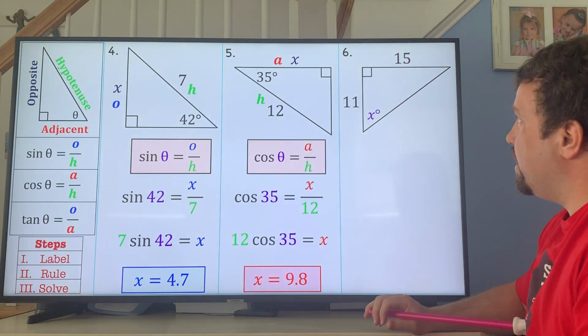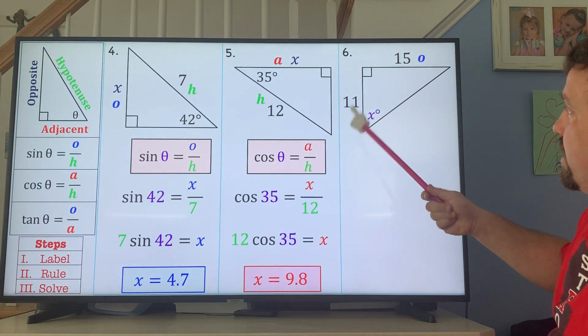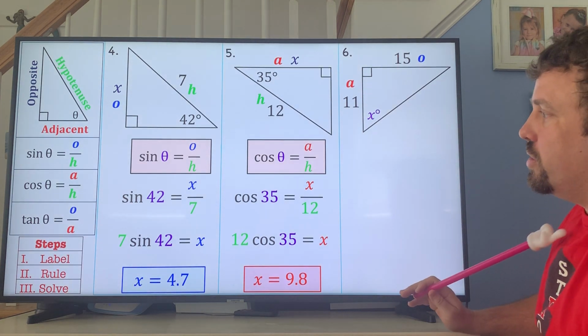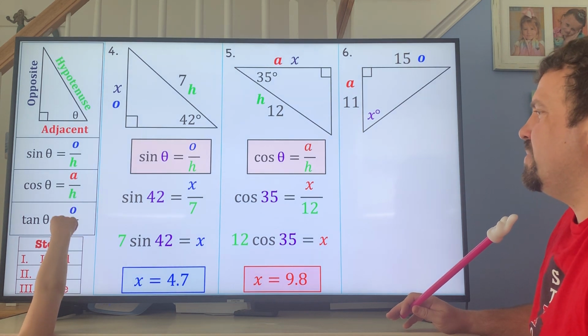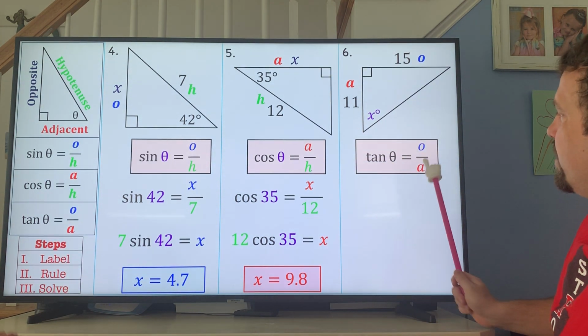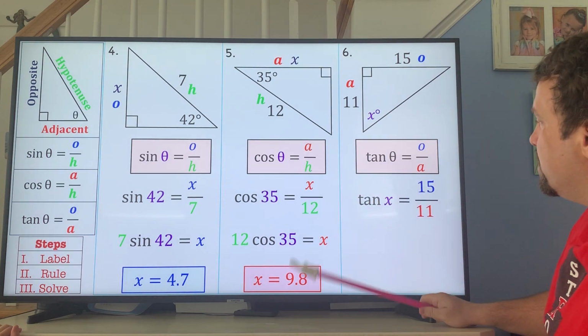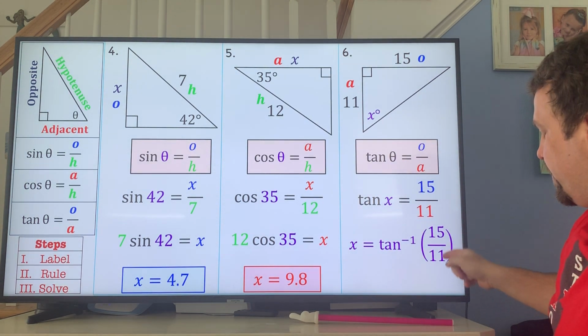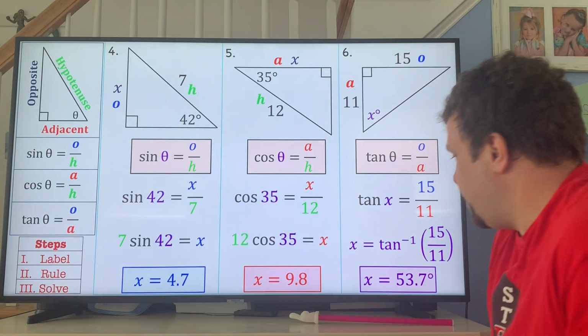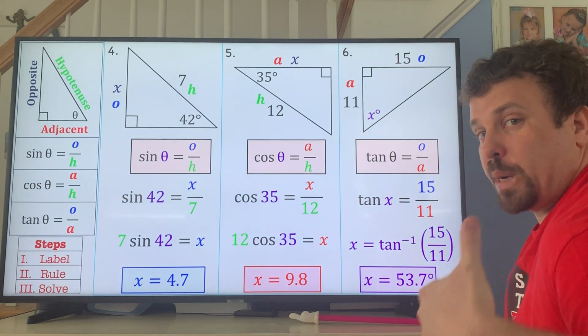All right, this one right here. Opposite and adjacent. So you can use your finger, point to it. Tangent. There you go. So tangent theta equals opposite over adjacent. We're looking for the angle. So tan x equals 15 over 11. Tan negative 1 of 15 over 11 equals 53.7. Got it? Awesome.